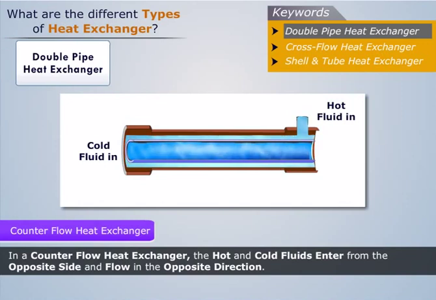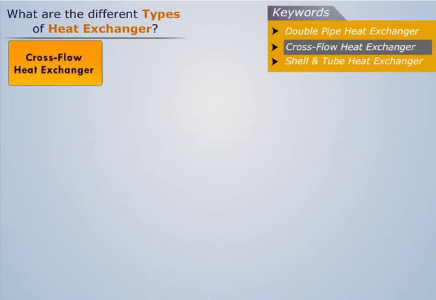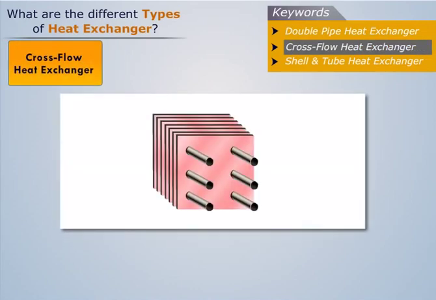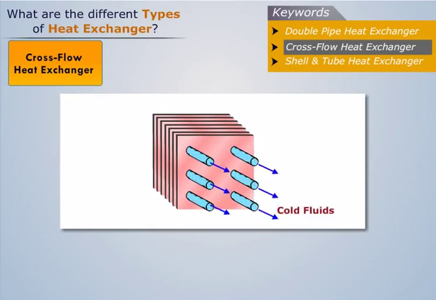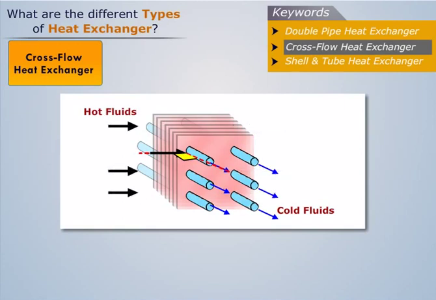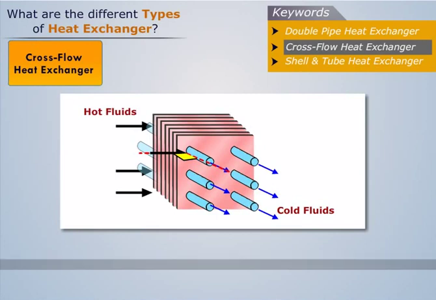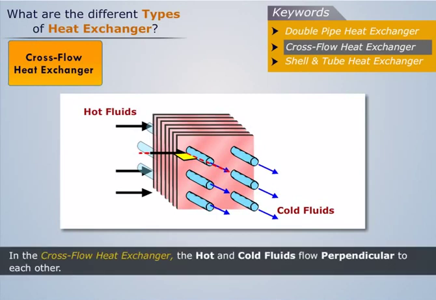Now let us take a look at a cross-flow heat exchanger. In a cross-flow heat exchanger, the cold fluid flows in the tubes, and the hot fluid flows in the direction perpendicular to the tubes, between the different plates. Thus, in the cross-flow heat exchanger, the hot and cold fluids flow perpendicular to each other.